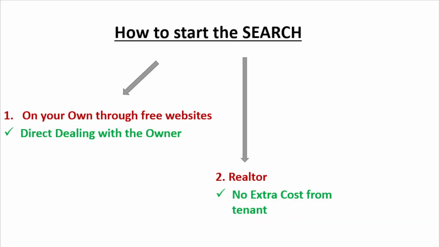You put the rent that you're looking for, the area that you're looking for, and on the basis of that you will get listings, and you can basically start searching, and you can ask for a video tour from the owner of those listings, and on the basis of that you can decide whether you want to go ahead with that apartment or not. Second is, you can go for a realtor.